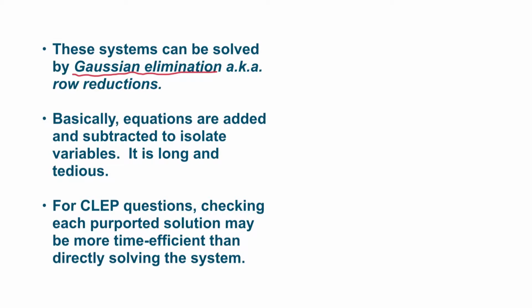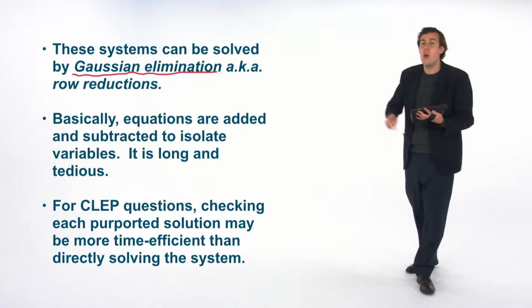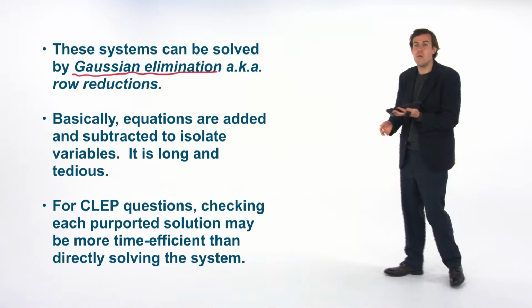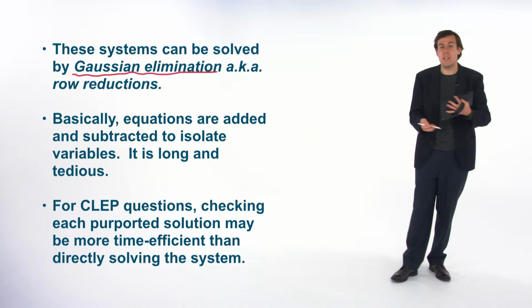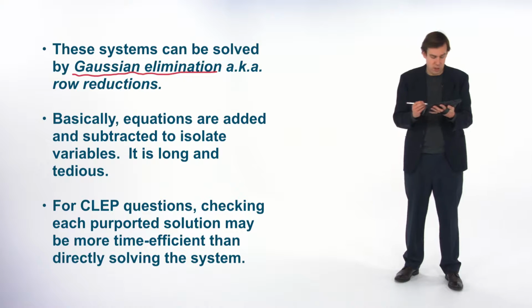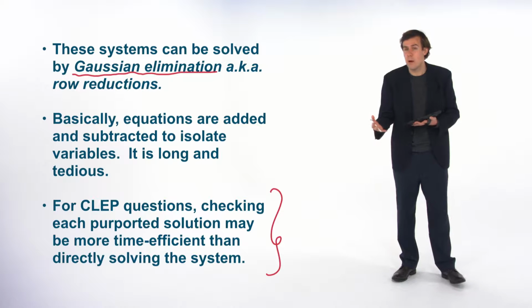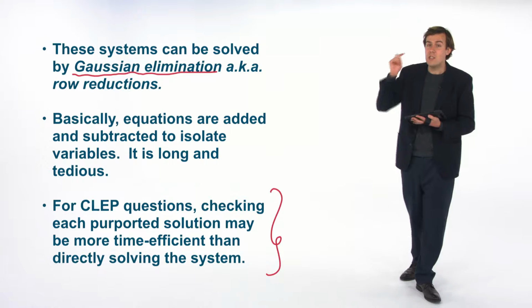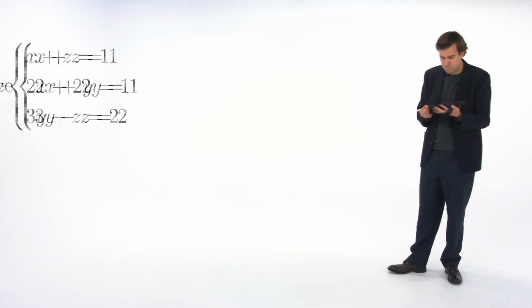The basic idea is to use what's called Gaussian elimination, or row reductions. But all this kind of fancy talk just means that we're going to take the equations and add and subtract them in order to simplify things. So the idea is just to do algebraic manipulations to isolate pairs of variables and to use that to solve the equations. Keep in mind that for CLEP questions, if you're given a system of equations, it might be more rapid, instead of solving it directly, to check each of the 5 answers and see which one satisfies it. Just something to keep in mind.